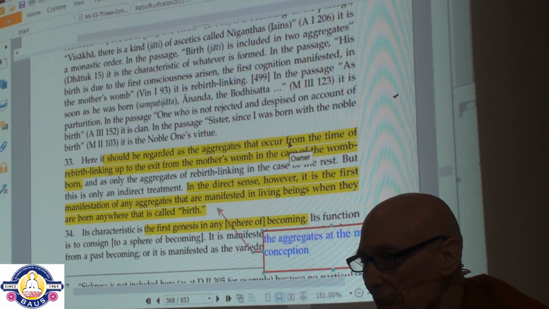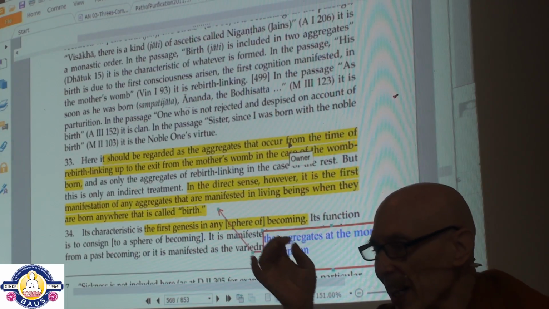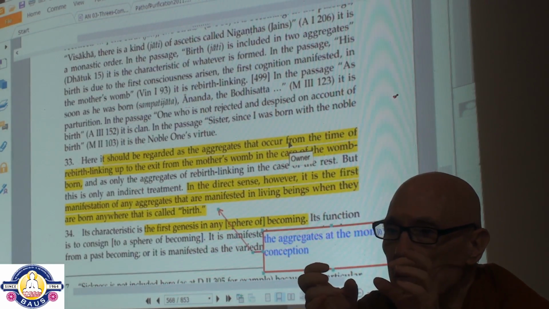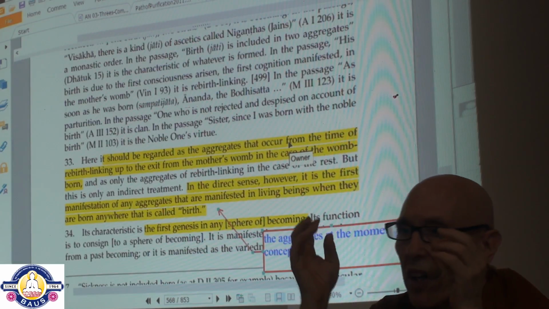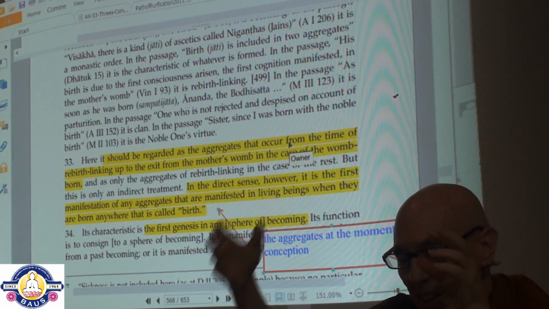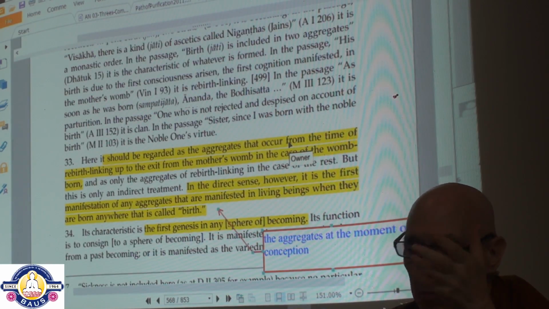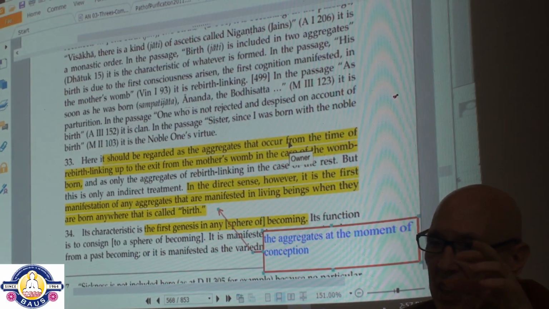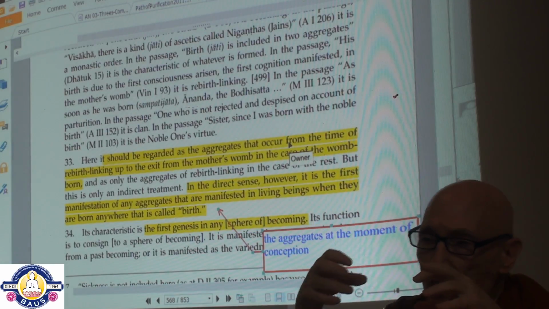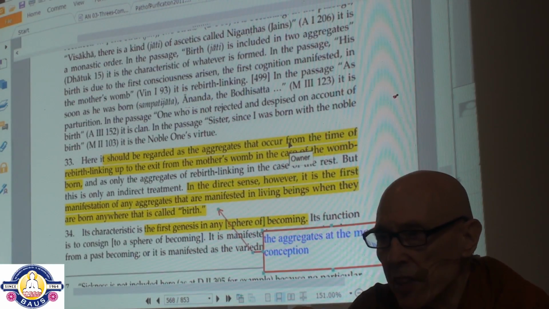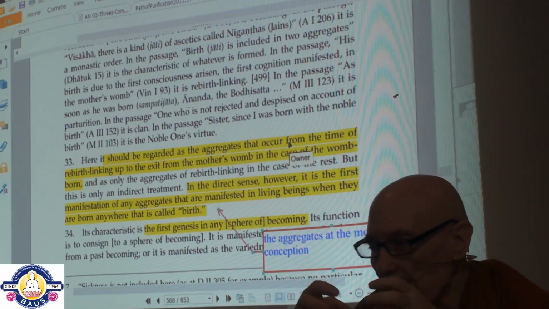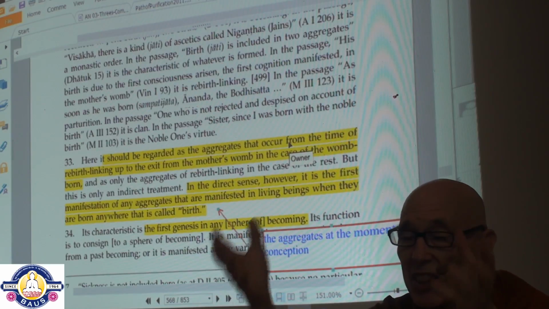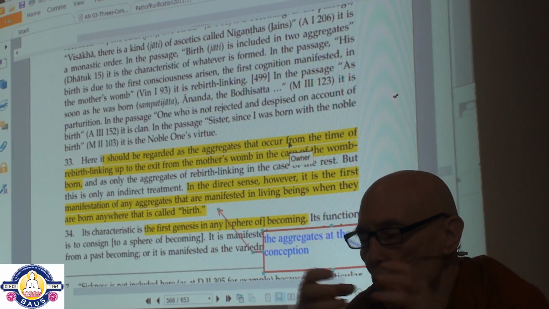Okay, so what is meant here by rebirth linking? Rebirth linking is the first moment of consciousness that begins a new existence. So this is the moment when the stream of consciousness coming over from a being that has died, passed away, if it's a human being, connects to a physical organism, an ovum, and starts the life process. That first moment of consciousness that arises to start the new existence is called the moment of rebirth linking.